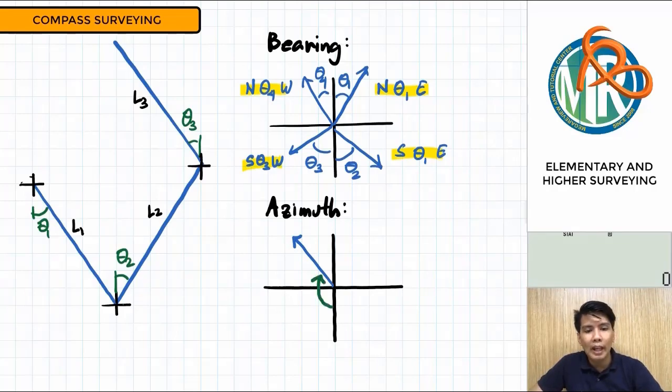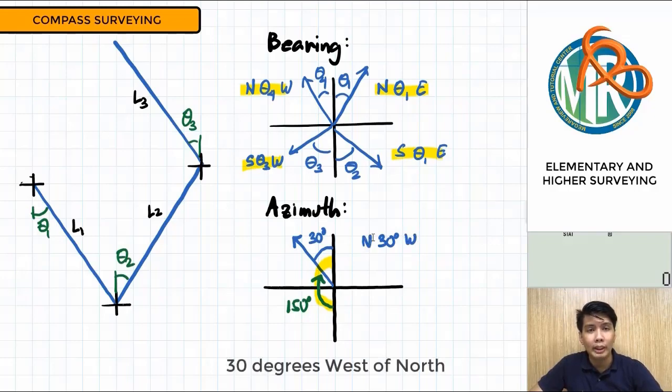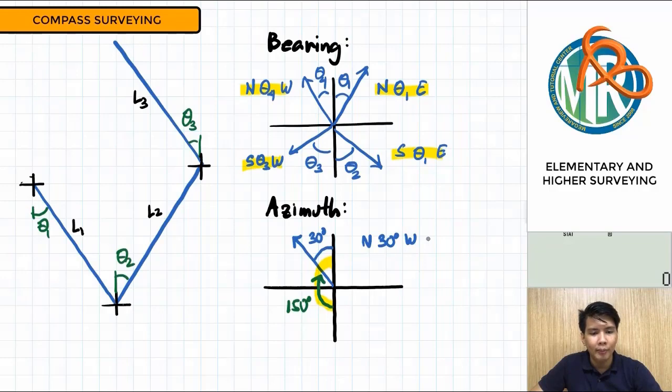Conversion example. We have an azimuth of 150 degrees. Since this is 180 degrees lahat, this angle here is 30 degrees. So the bearing is 30 degrees NW, or that is 30 degrees west of north. Be careful sa bearing. Pag NW, we read it as west of north, meaning west part from the north. Usual mistake, binabasa ito na north of west. Pag ganun kasi, north part from the west. Ibang angle po yun, so be careful.